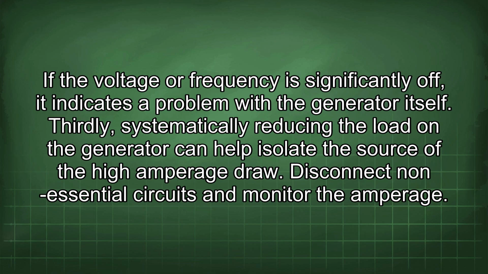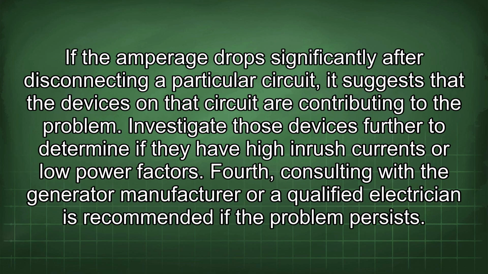Thirdly, systematically reducing the load on the generator can help isolate the source of the high amperage draw. Disconnect non-essential circuits and monitor the amperage. If the amperage drops significantly after disconnecting a particular circuit, it suggests that the devices on that circuit are contributing to the problem. Investigate those devices further to determine if they have high inrush currents or low power factors.